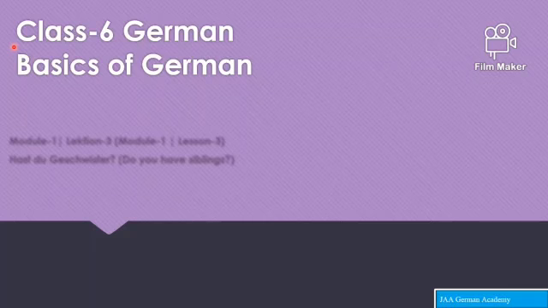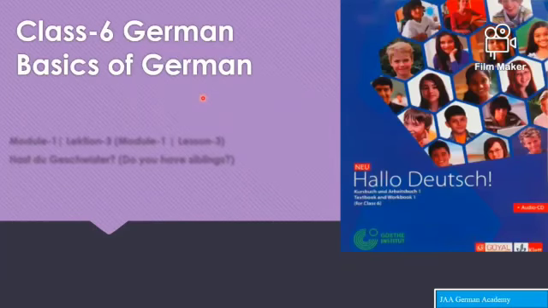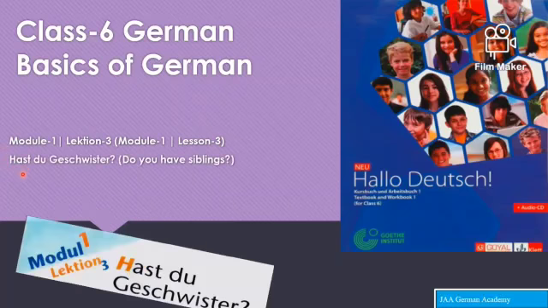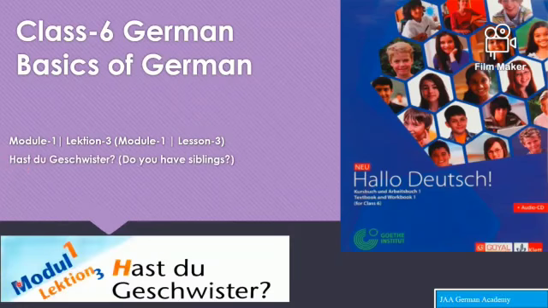We are doing the Class 6 German, that is Basics of German, and we are taking the reference from the book HALLO DEUTSCH. But if you don't have books, still you can learn with us because this is Basics of German. And in today's video, we're going to continue the chapter Modul-1 Lektion-3, Modul-1 Lesson 3, and the chapter name is Hast du Geschwister, that is, do you have siblings? And in today's video, we are going to start the exercises of this chapter, and we are going to complete the first 3 exercises of this chapter. So let's get started.